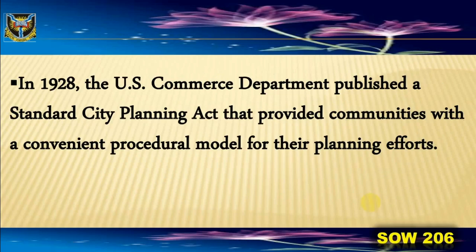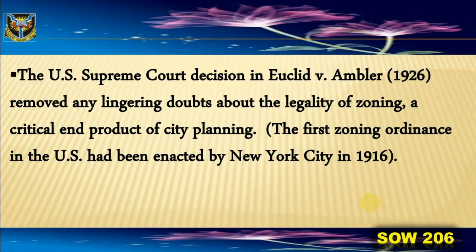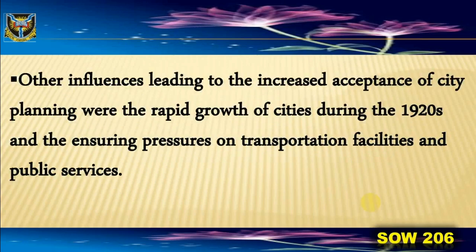In 1928, the U.S. Commerce Department published a Standard City Planning Act that provided communities with a convenient procedural model for their planning efforts. The U.S. Supreme Court's decision in Euclid v. Ambler in 1926 removed any lingering doubts about the legality of zoning, a critical end product of city planning. The first zoning ordinance in the U.S. had been enacted by New York City in 1916. Other influences leading to the increased acceptance of city planning were the rapid growth of cities during the 1920s and the ensuing pressures on transportation facilities and public services.